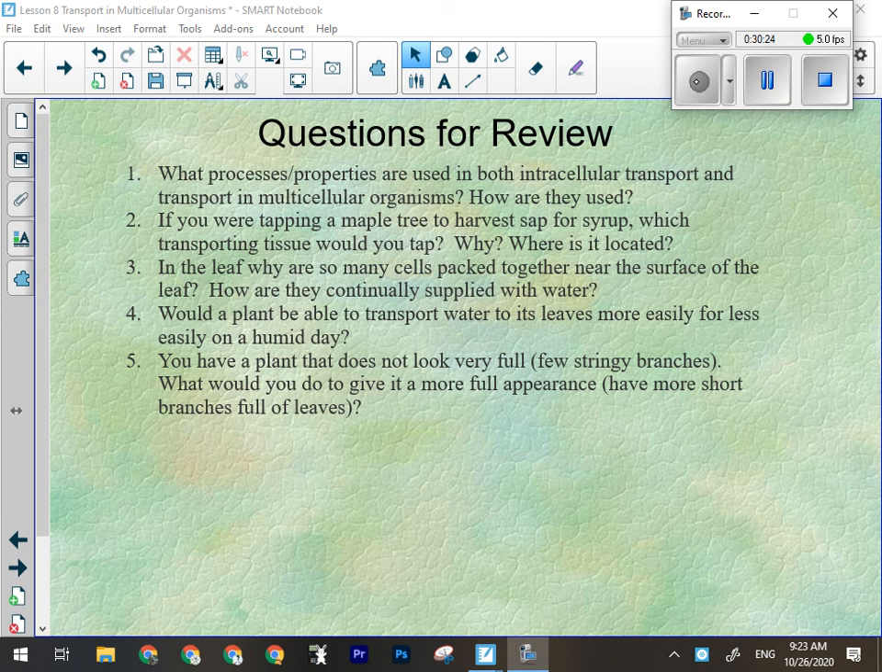All right, number 5, you have a plant that does not look very full. So it only has a few stringy branches. What would you do to give it a more full appearance? Anybody ever seen a hedge maze? I mean, you've probably seen a corn maze, and around here we don't have too many hedge mazes. Okay, when you make a hedge, right? You guys all know what I mean by a hedge, right? Like this, they're made out of essentially like a tree, but you can shape them.